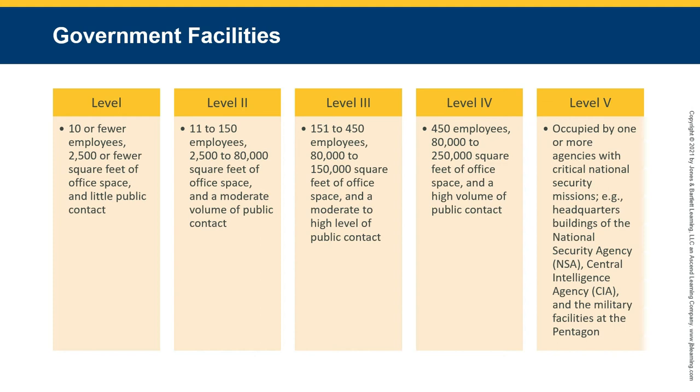Level 3: 151 to 450 employees, 80,000 to 150,000 square feet of office space, and moderate to high level of public contact. Level 4: over 450 employees, 150,000 to 250,000 square feet of office space, and high volume of public contact. Level 5: occupied by one or more agencies with critical national security missions, such as headquarters buildings of national security agencies like the NSA and the CIA, and military facilities such as the Pentagon.